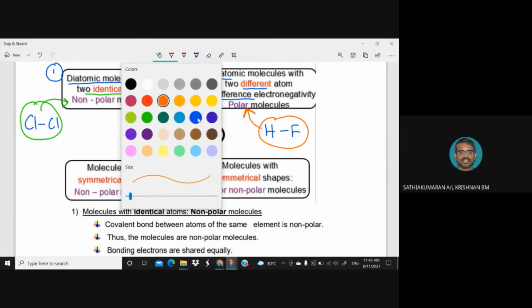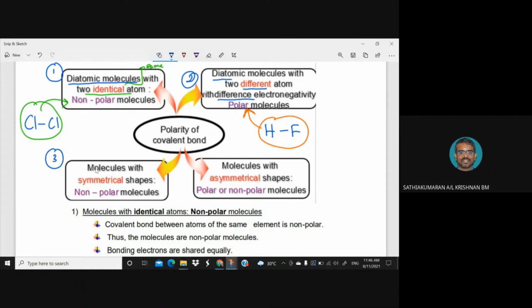Now, number 3: molecule with symmetrical shape. We are going to see this after this. Symmetrical shape means the distribution of the electrons will be equal, and the bond dipoles also will be equal on both sides. If it is like that, that molecule will be a non-polar molecule. We are going to learn now what this is.